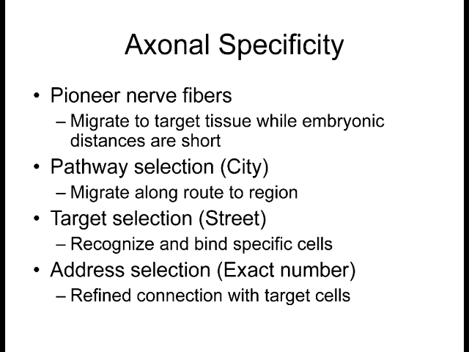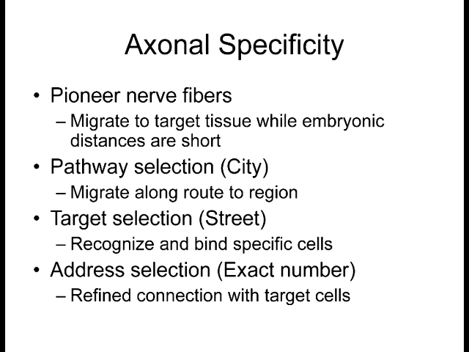So now you're in the city, or in the case of the neuron, you're in the general location of the cells. Now it needs to start finding what set of cells it needs to associate with. Is it going to associate with muscle cells? Is it going to associate with cartilage? Is it going to associate with skin? What is it going to associate with?